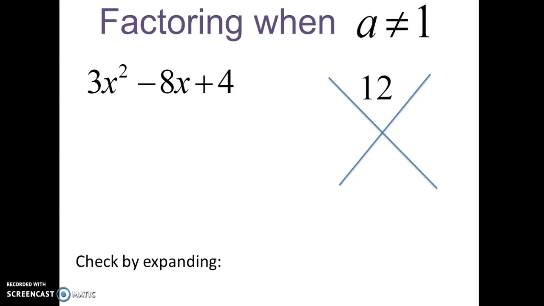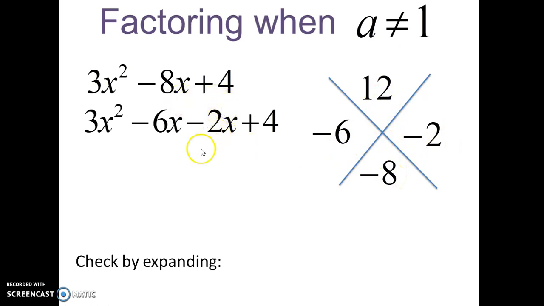Okay, let's check it out. 3 times 4 is 12. Negative 8 as your b value goes there. What two numbers multiply to 12 and add up to negative 8? Well, negative 6, negative 2. They multiply to 12. They add up to negative 8. So I'm going to write it in expanded form with negative 6, negative 2.